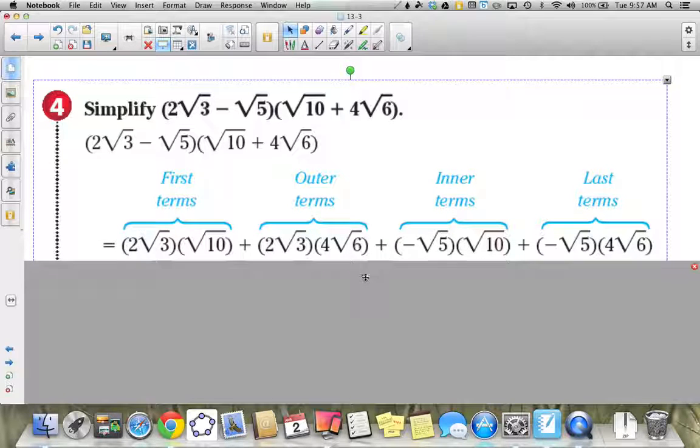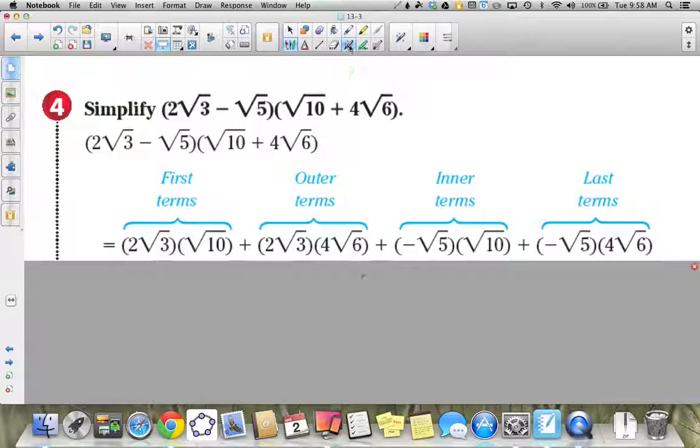Using the FOIL method, the first terms are 2 radical 3 times radical 10. Outer terms would be 2 radical 3 multiplied by 4 radical 6. The inner terms, negative radical 5 times radical 10. And finally, the last terms, negative radical 5 times 4 radical 6.